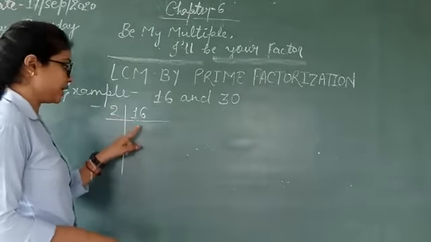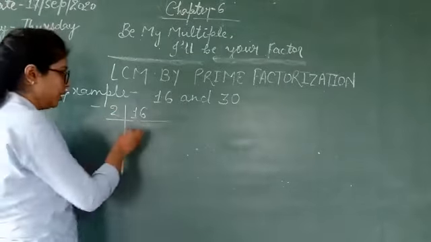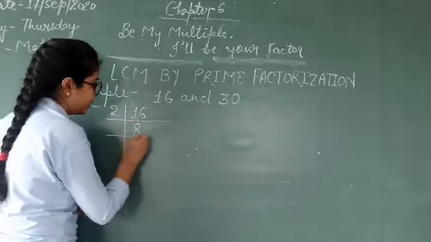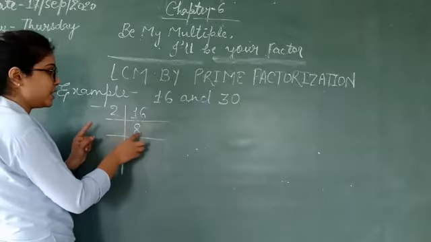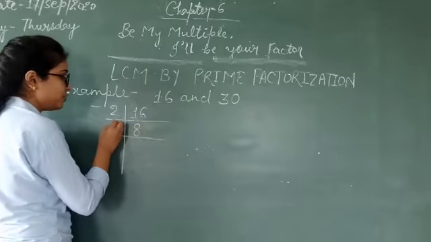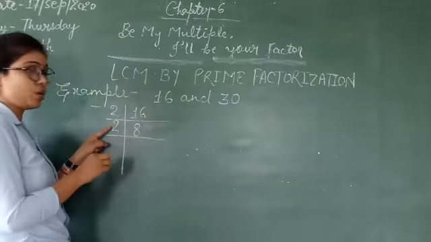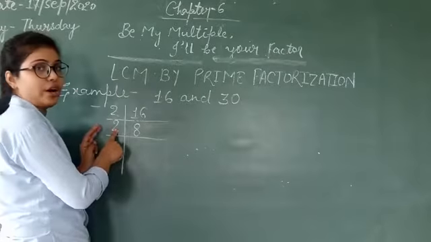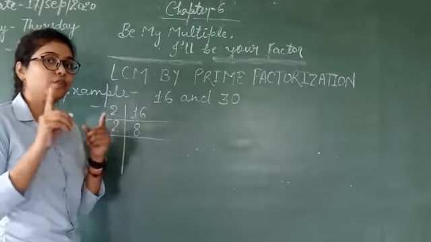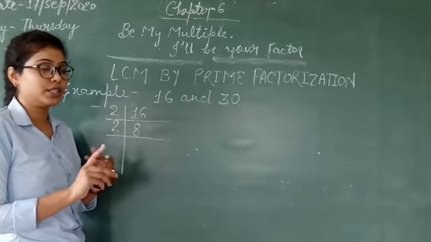What do you have to write here? We have to write the quotient here. So I am writing 8, because when you divide 16 by 2 it comes 8, since 2 eights are 16. Now again it is divisible by 2, so we will write 2 here. Until it is divisible by 2, you have to divide it by 2. And one thing you have to remember, you have to take only prime numbers, not other numbers.